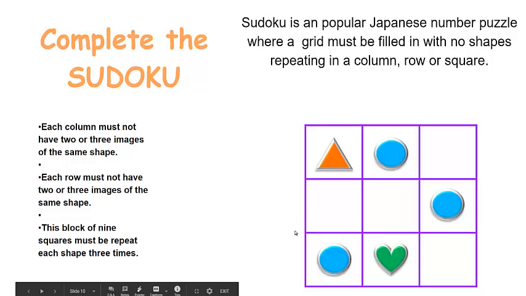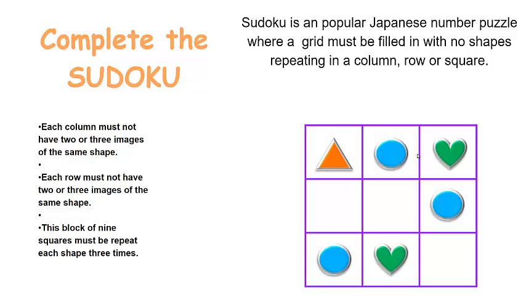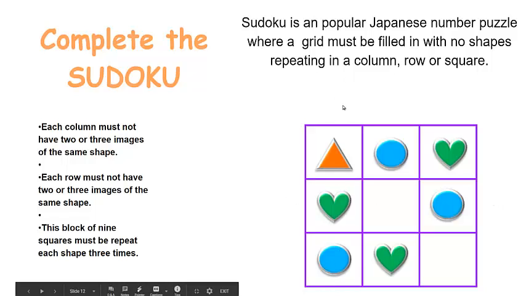I continue working with another shape. The heart. I place the heart in this row. I don't have hearts and in this column I don't have hearts. My next heart is in this row where I don't have hearts, and in this column, I don't have hearts.